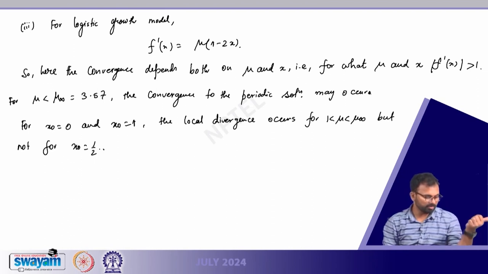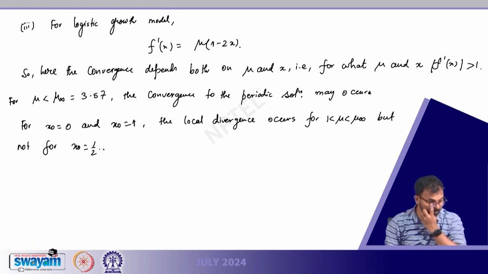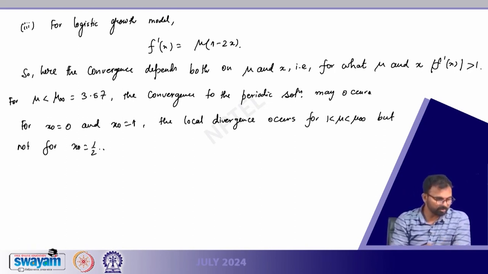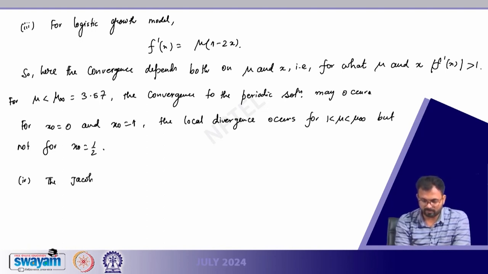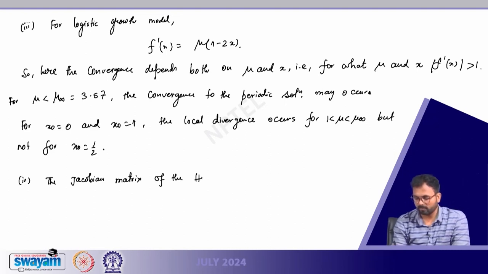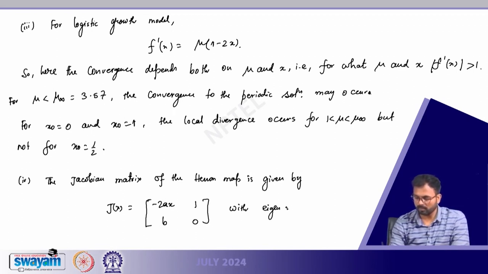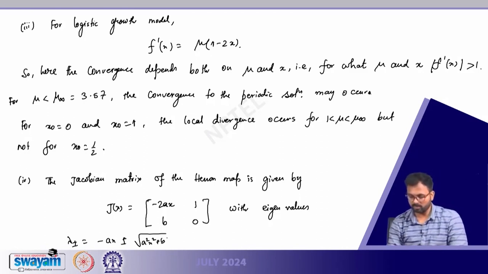Okay, so similarly we can talk about the Henon map or Lorenz equation also. For the Henon map, the Jacobian matrix is given by J(x) equals minus 2ax, 1, b and 0, with eigenvalues lambda plus minus equals minus ax plus minus square root of a squared x squared plus b. So these are the eigenvalues.